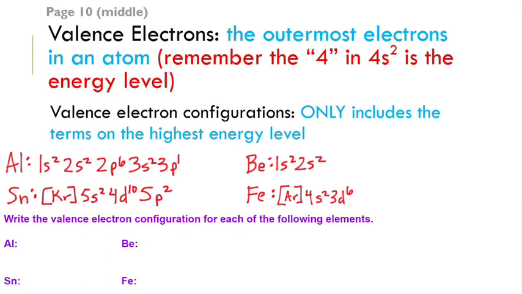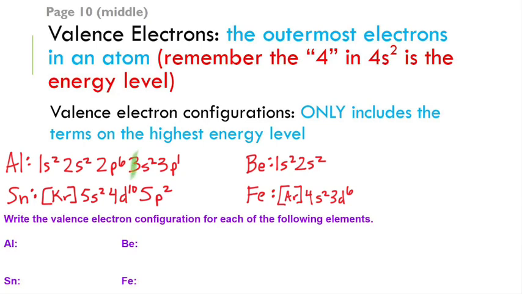So I've written these out here for you. I'm not sure if you have space in your packet to write out the long way and the short way, but if you do, it might not be a bad idea. Because all we're doing is looking at these coefficients, the numbers in front of the letters, and asking ourselves, well, what is the highest energy level? What is the largest number in front of the letters in aluminum?